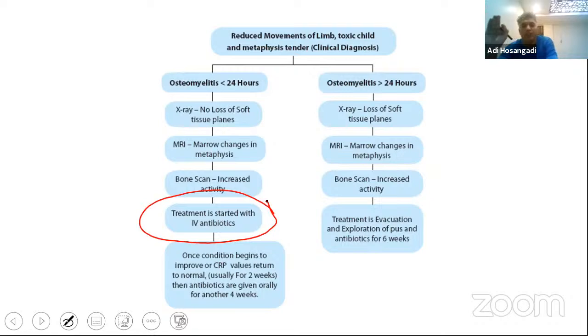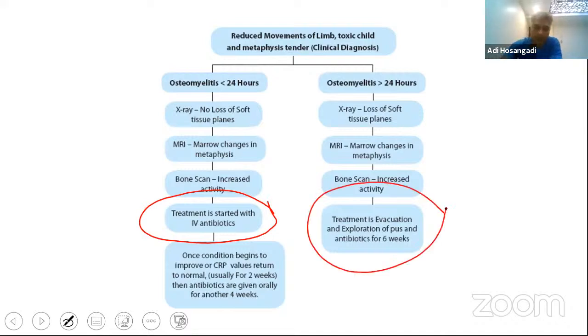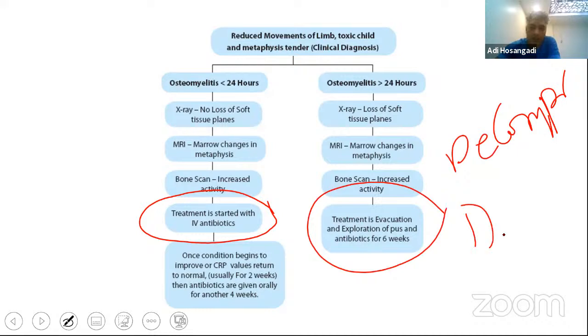You will monitor improvement of ESR, total count, and CRP. But if it is more than 24 hours, pus has already formed, you have to do decompression. You remember this word, decompression, or drilling of the bone. You have to drill the bone to let out the pus. Remember these words. I will have some diagrams in subsequent slides.